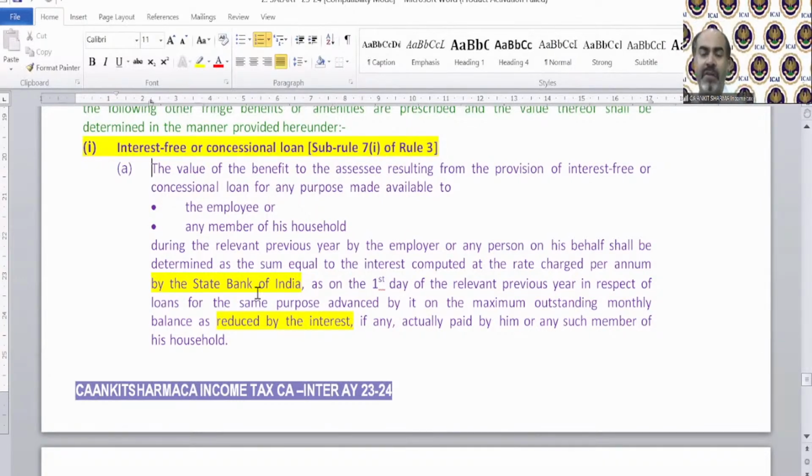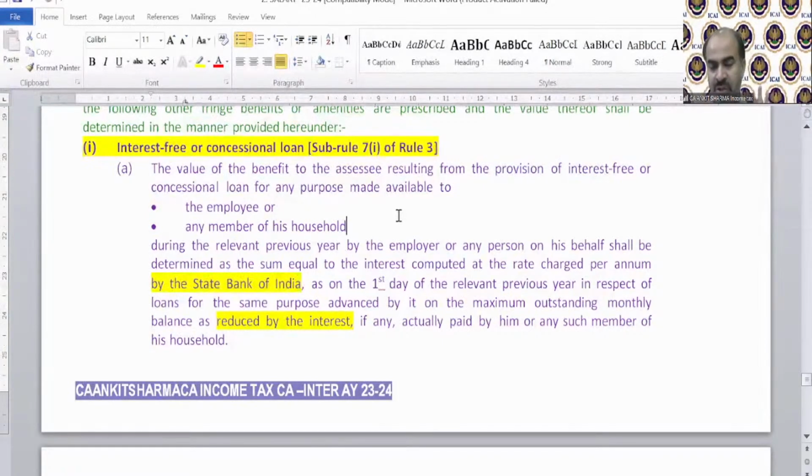Concessional loan means if the rate of interest in the market is 10% and an employer says, I'll only charge 6% from you, then the benefit of 4% is going to be taxable as your perquisite. The value of benefit to the assessee resulting from the provision of interest-free or concessional loan for any purpose made available to the employee or any member of his household. The rate will be taken as State Bank of India.